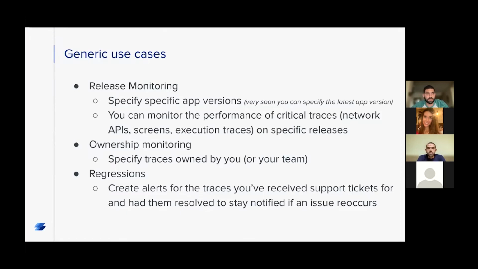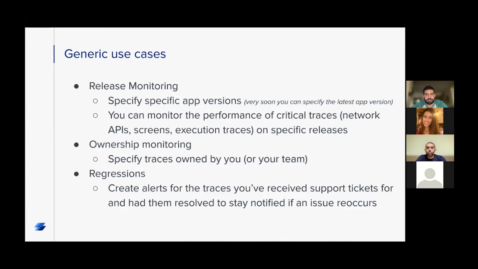So basically, as Bassem has mentioned in the previous slides, you can use release monitoring alerts by specifying specific app versions, and very soon we're going to be able to specify the latest app version as well, to be able to get alerted for the newest app version once it's live and adopted by the users. And you can also monitor the performance of critical traces, network APIs, screens, or execution traces on specific releases.